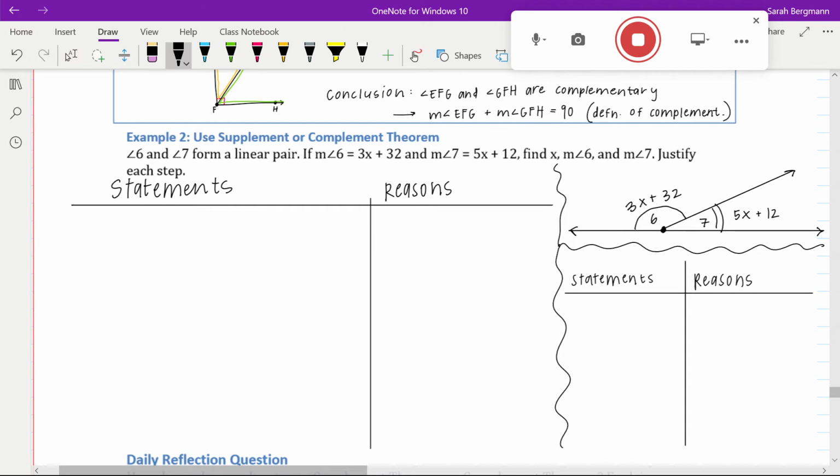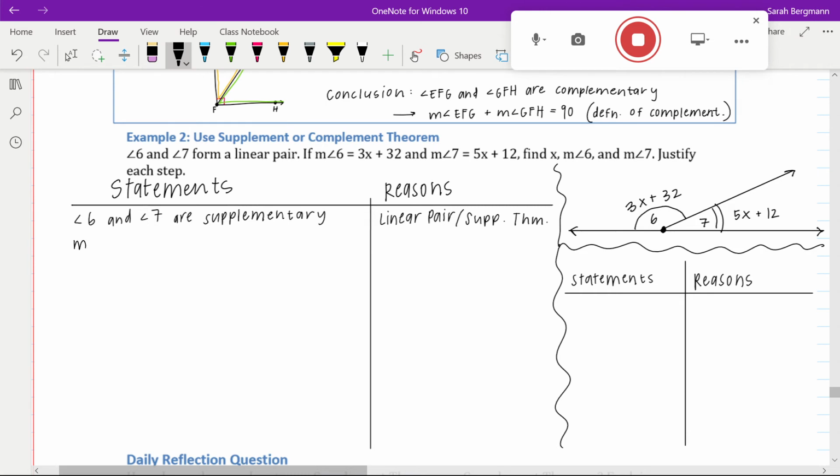So since angle 6 and angle 7 form a linear pair, I can first say angle 6 and angle 7 are supplementary, by the linear pair theorem / supplement theorem. You only need to call it one name, so if you like linear pair theorem better, go ahead and call it that. If you like supplement theorem better, you can go ahead and use that name.